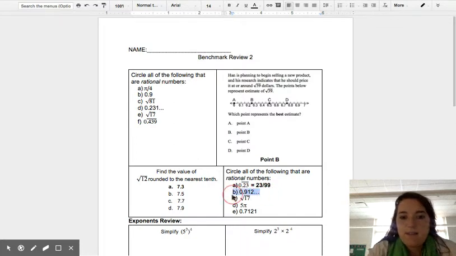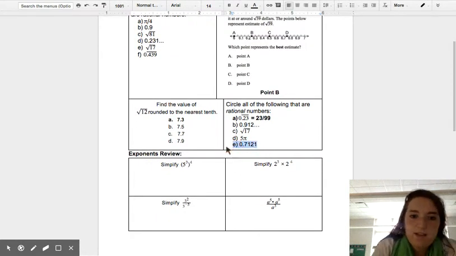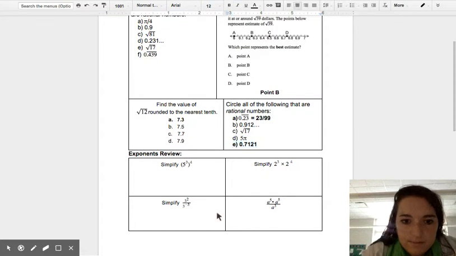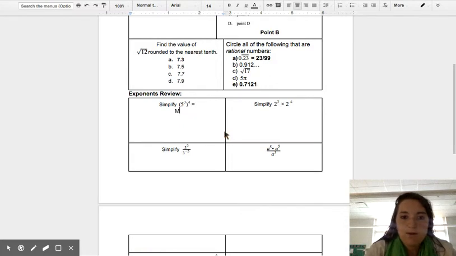What about this number continued? No, that would not be rational. What about the square root of 17? No. 5 pi? No. 0.7121? Yes, that is rational.